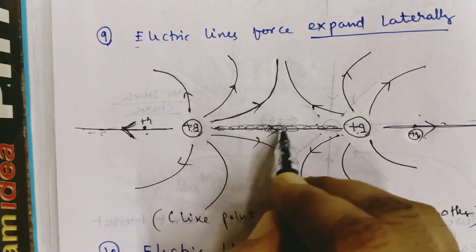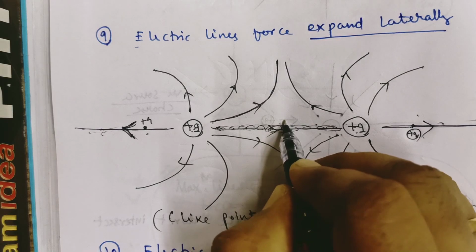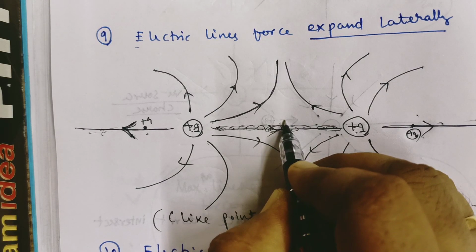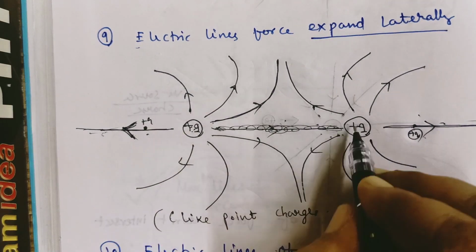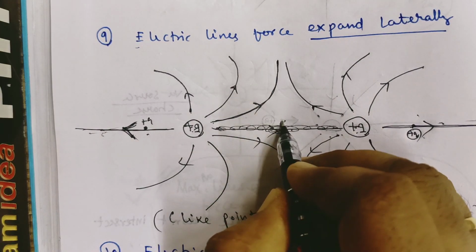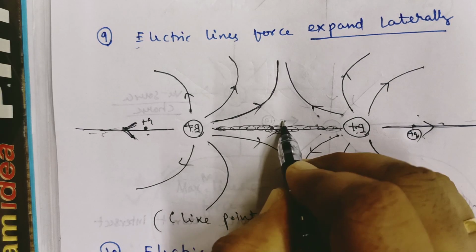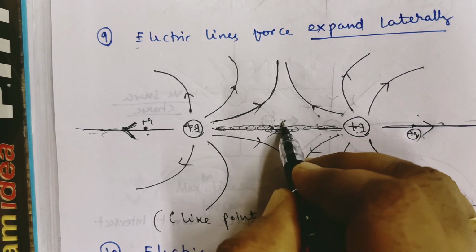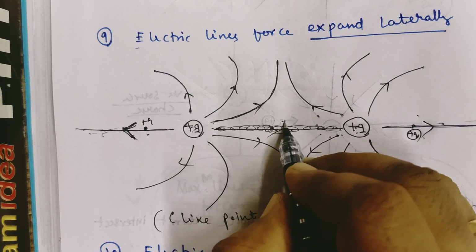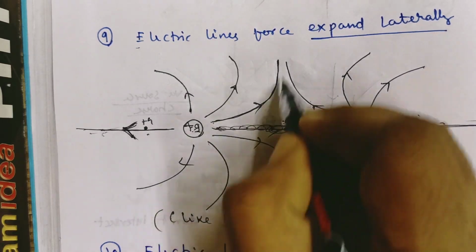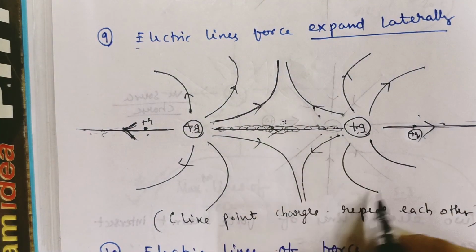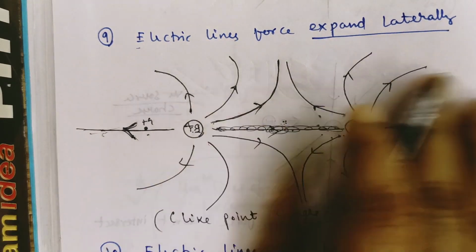This is a blank space, that means this region has zero electric field. In numericals you know that if plus Q charges are there, in between is a neutral point where the net electric field is zero. So this point has zero electric field. You can say this one is a neutral point. Neutral point means zero electric field. These are the paths of the respective lines of force representing the electric field.